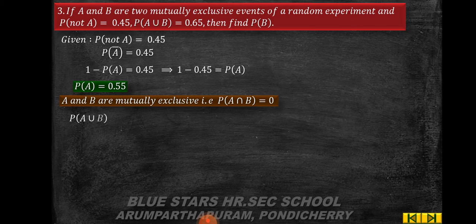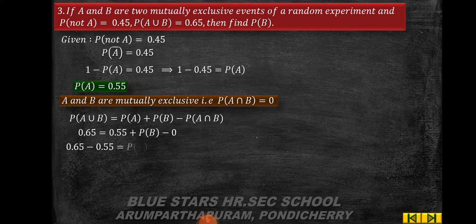So A and B are mutually exclusive. That is, P of A intersection B is equal to 0. That is, A intersection B is empty. So P of A union B is equal to P of A plus P of B minus P of A intersection B. 0.65 is equal to 0.55 plus P of B minus 0. 0.65 minus 0.55 is equal to P of B, which implies P of B is equal to 0.10.